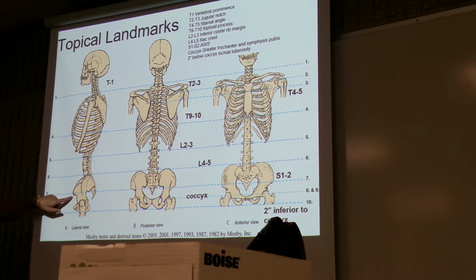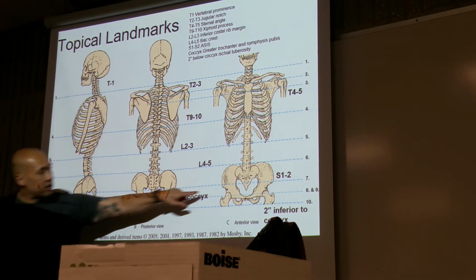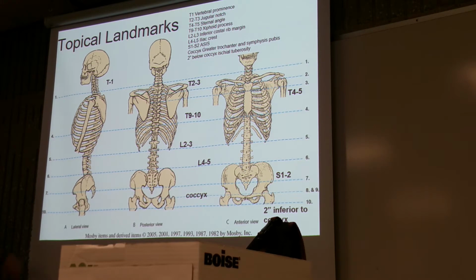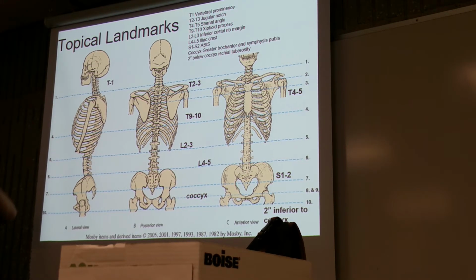So you can see the ASIS here better in the lateral position. Can't see it really here, but it's right here. So that's something that's easily palpable anteriorly. So the ASIS is at the level of S1, S2.